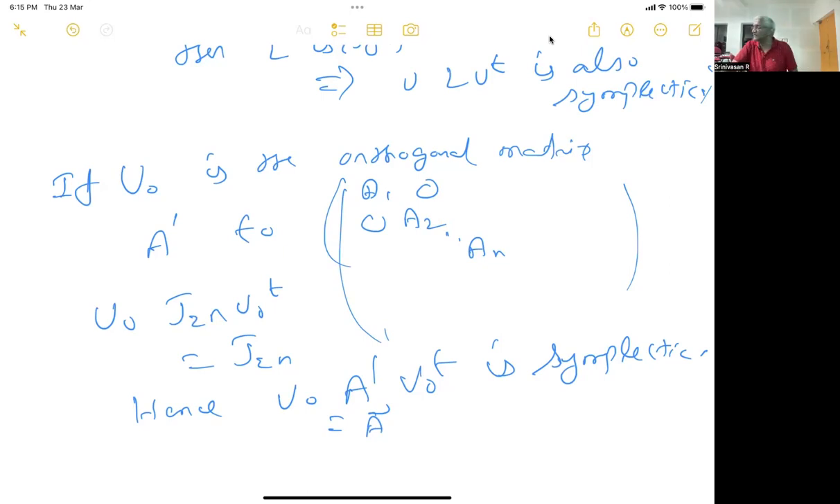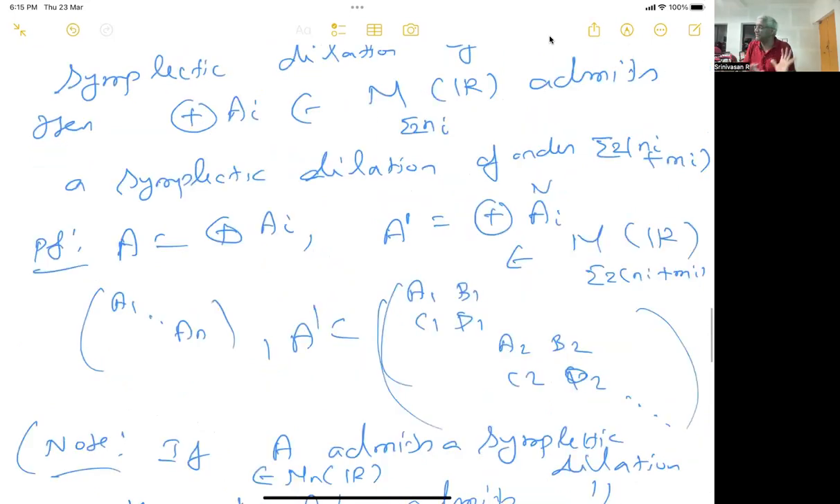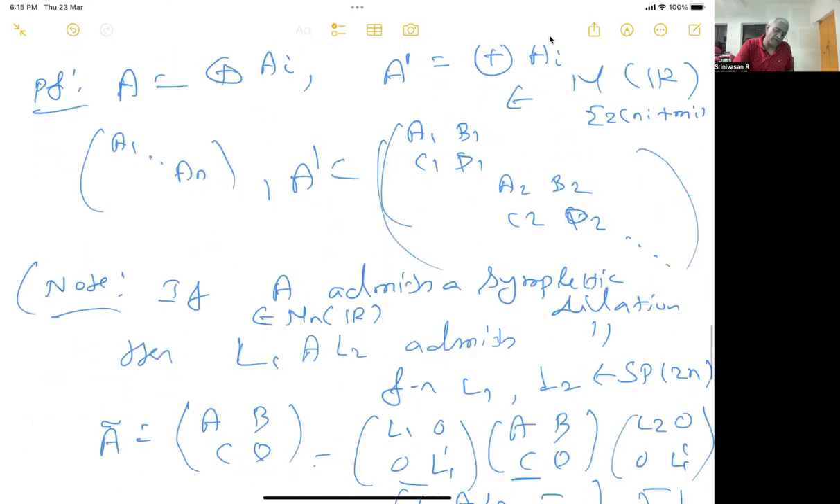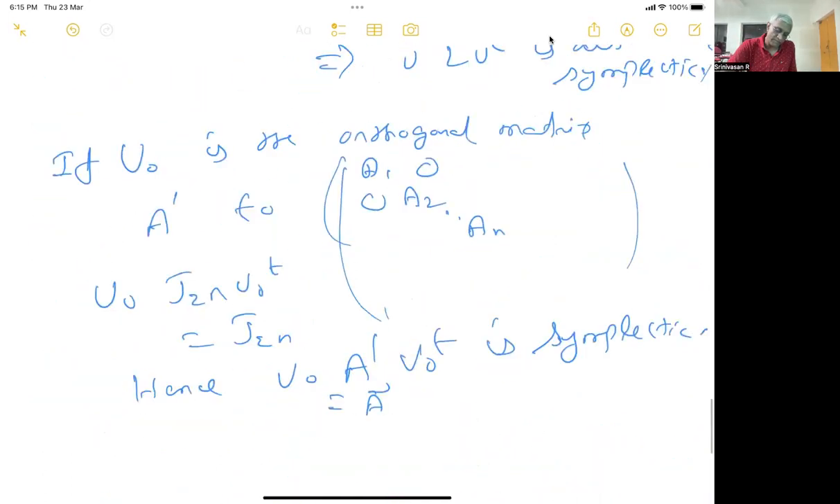Okay, so it's clear. So we proved this lemma that if we have a direct sum of operators which admit symplectic dilation, and if we take some collection of operators which admit symplectic dilation, then the direct sum also admits. Okay, this is number one.